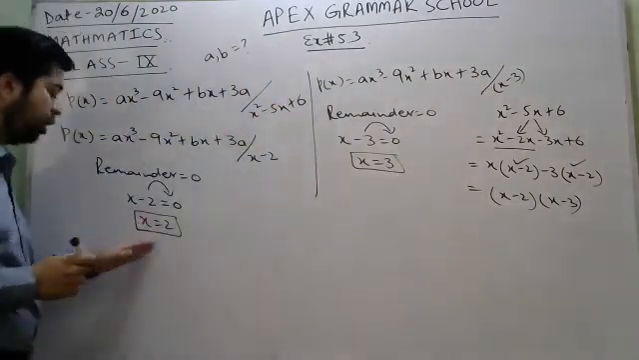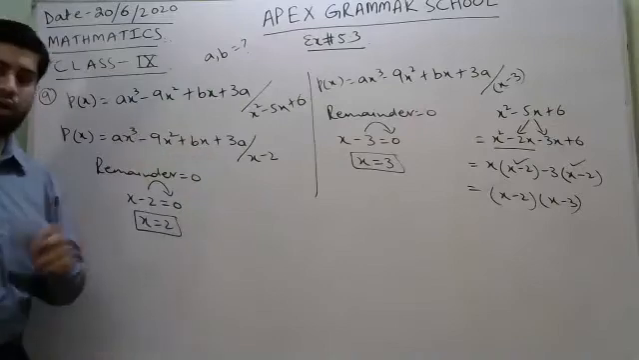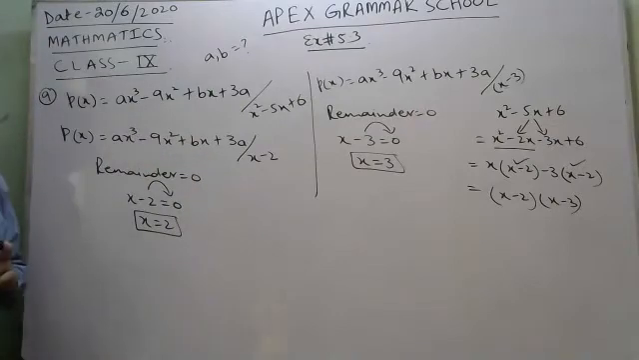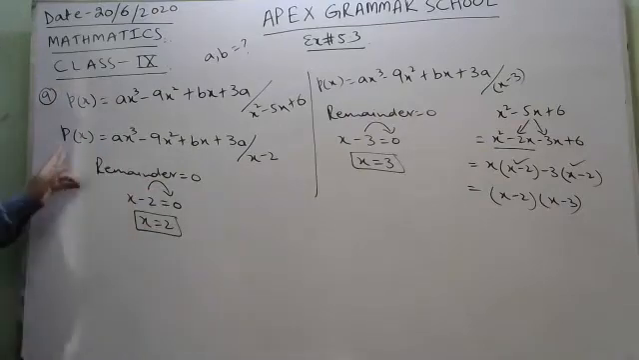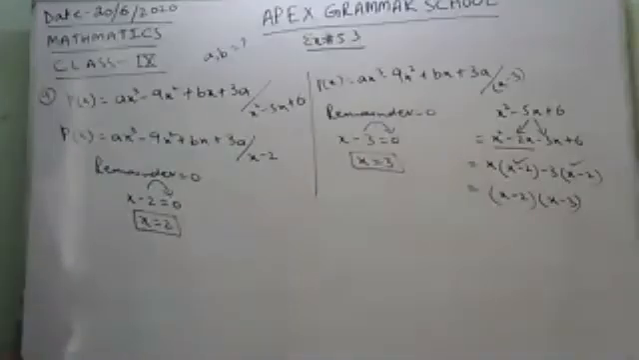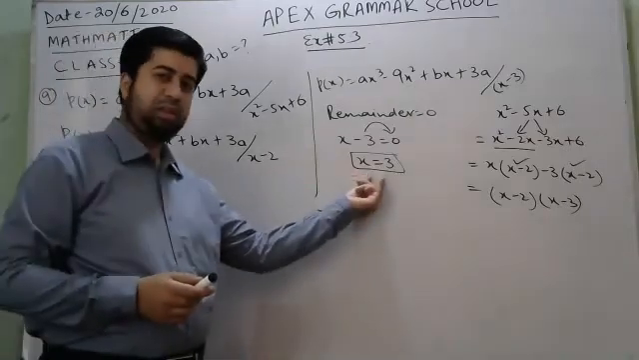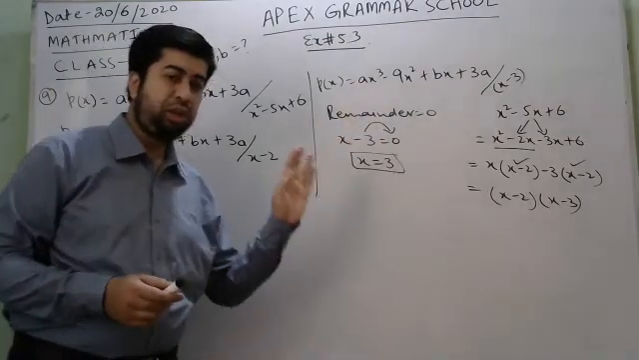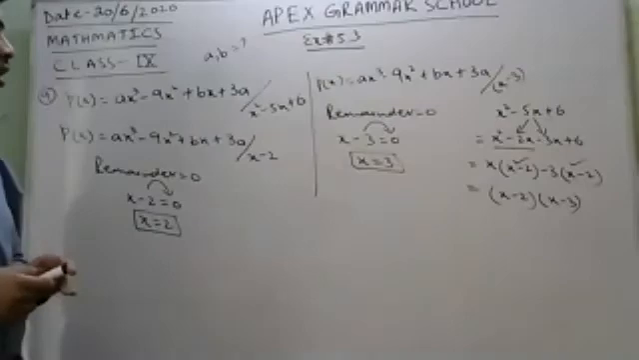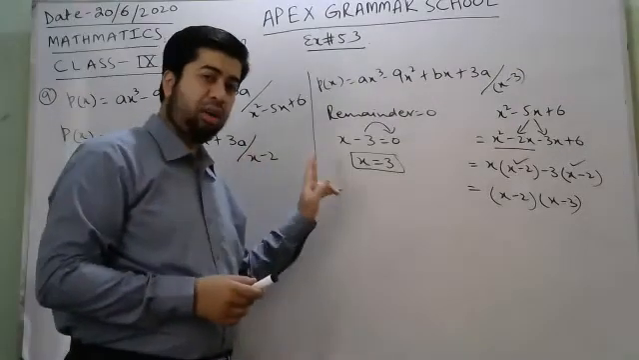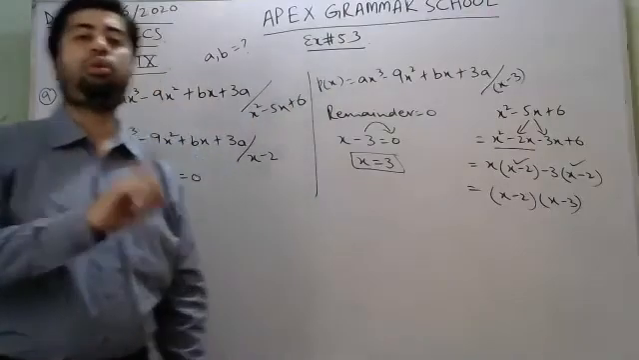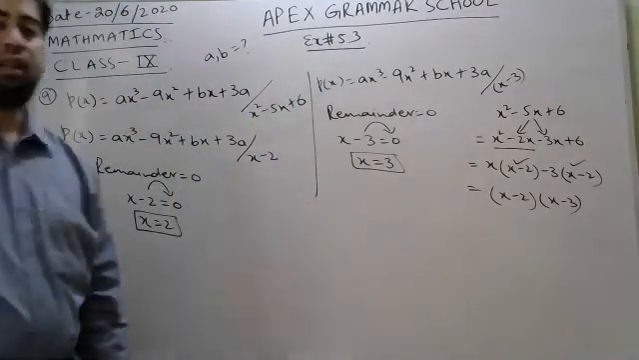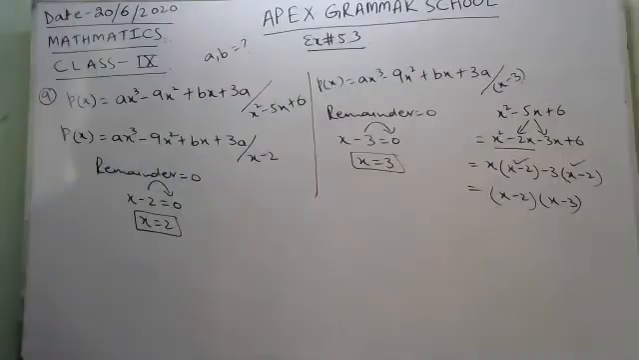Just put the value of x inside this polynomial, and you already know that its remainder is 0. Instead of p of 2, you have to write 0, and put x equal to 3, and you will have another equation. So instead of writing p of 3, you have to write 0 there and make the second equation, and both equations will be solved simultaneously. This is your task. I have already told you the method, how to solve them.